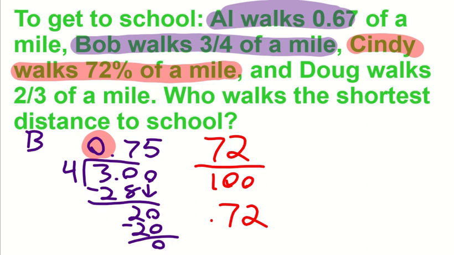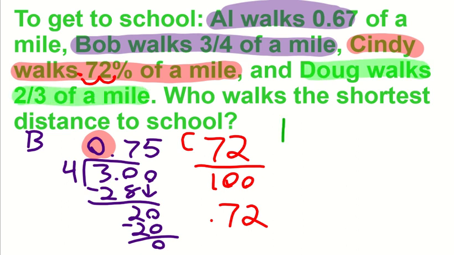You could also just take the decimal or the percentage. It would have a decimal there. If you move it 2 spots to the left, that'll give you a percentage as a decimal, okay? So that one was Cindy. Last one, there we got Doug.